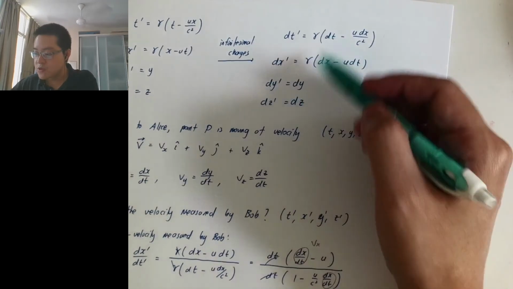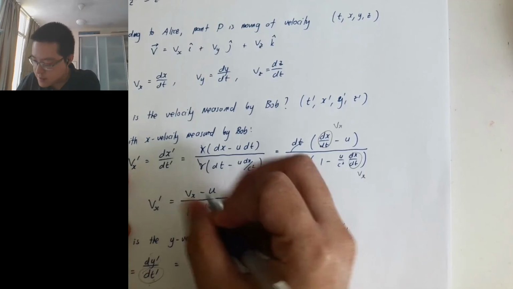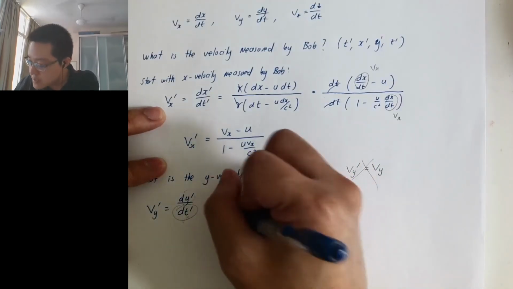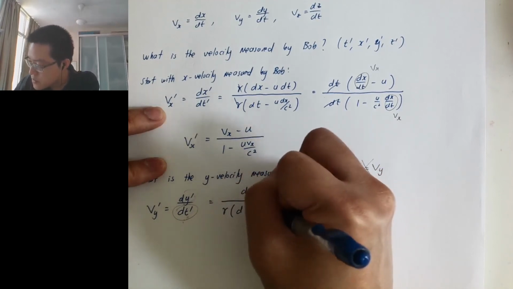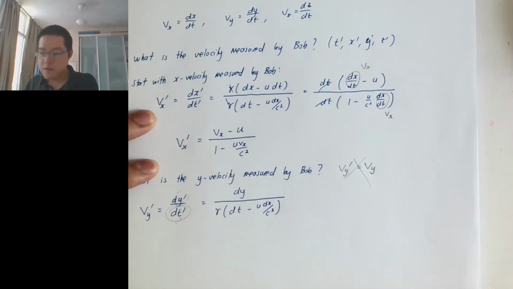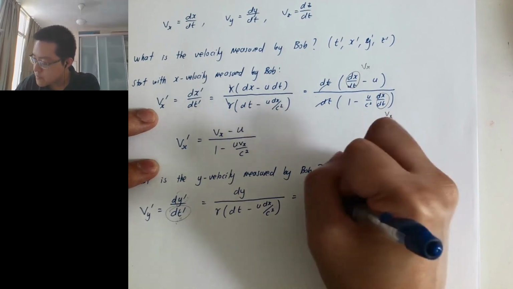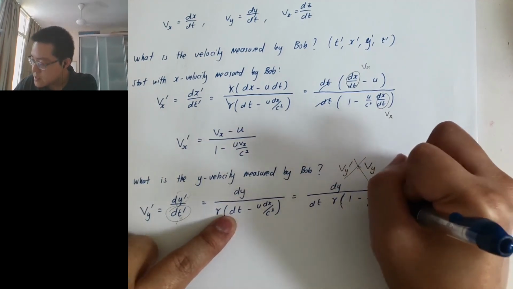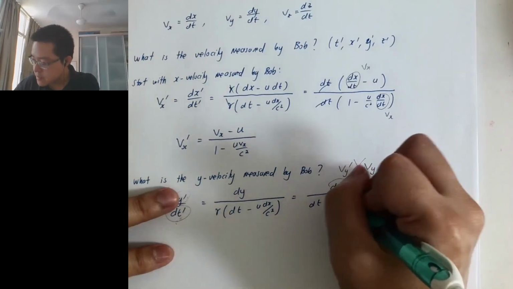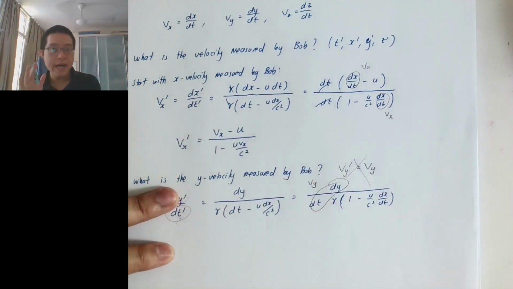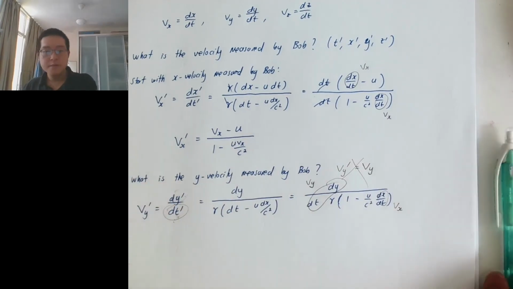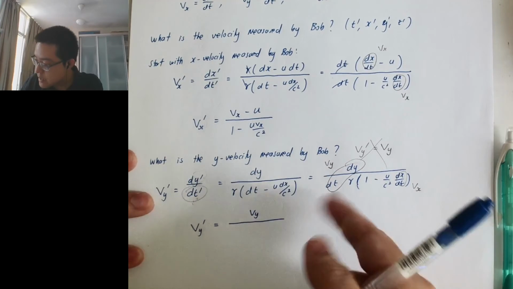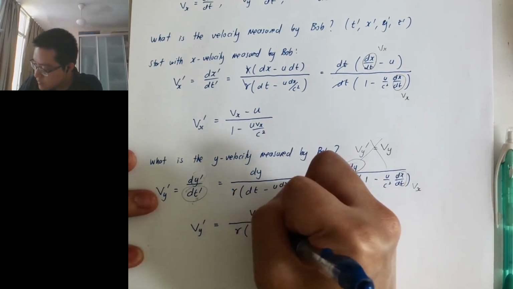So if I divide these two, what I have here is dy, the same between Alice and Bob, but the dt for Bob is different from Alice. So dt is transformed, u dx over c squared. If I take out a factor of dt, I get dy over dt, and then gamma times 1 minus u over c squared dx over dt. Then we recognize that this is the velocity in the y direction measured by Alice, and this is the velocity in the x direction measured by Alice. So Vy prime is related to Alice's Vy, but not just Vy, it is divided by gamma times 1 minus u Vx over c squared.